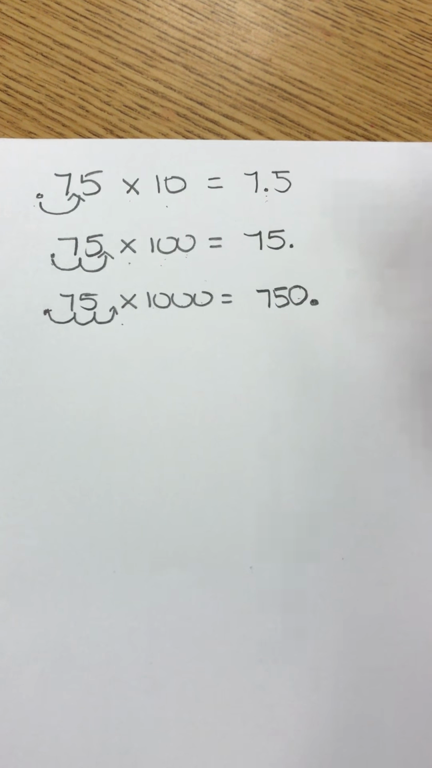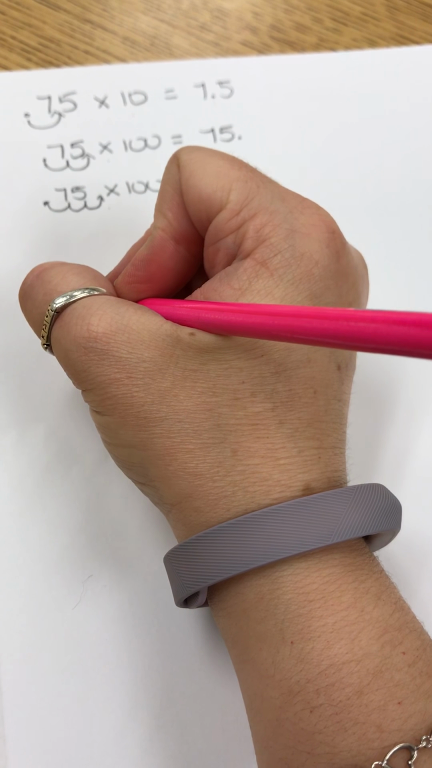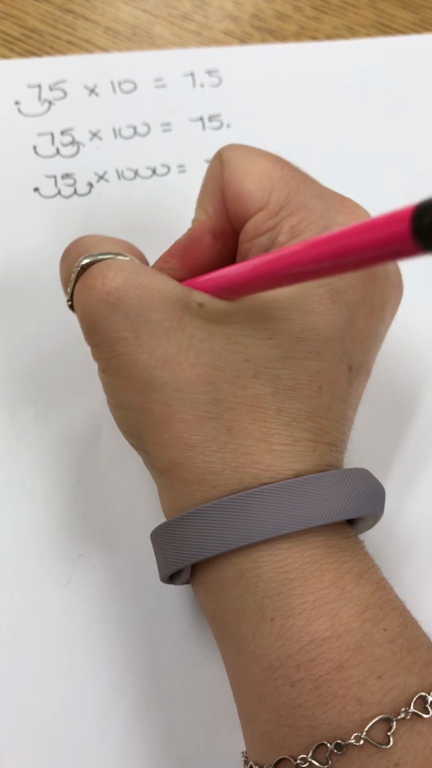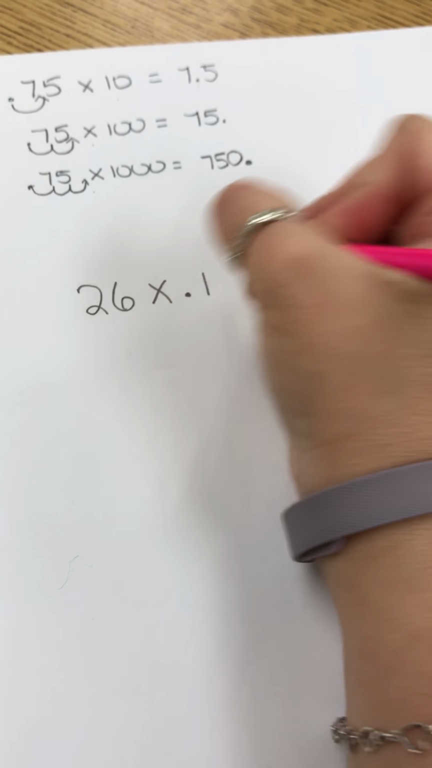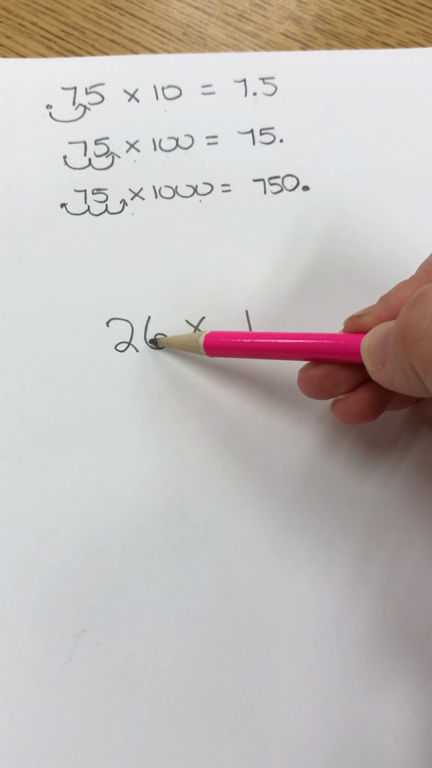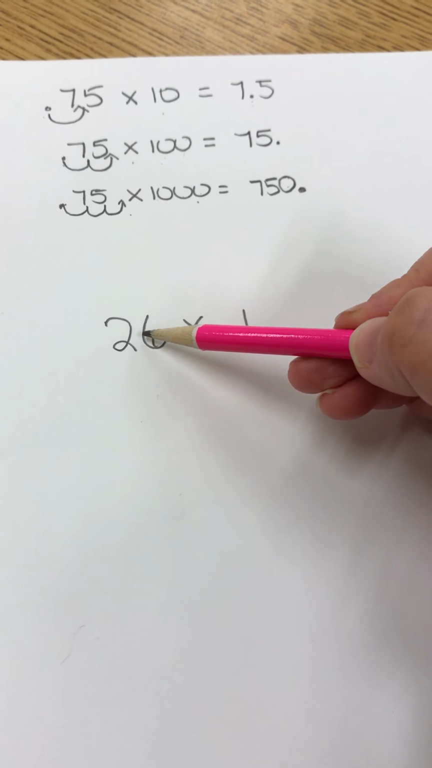Now, the other piece to this lesson is, let's say we are multiplying the number 26 times 1/10. Okay, so instead of having the whole number being the 10, 100, or 1,000, we're now going to take it to the other end of the spectrum and have it be the decimal point. Now, the other piece that I have here says when you divide, move the decimal point to the left.